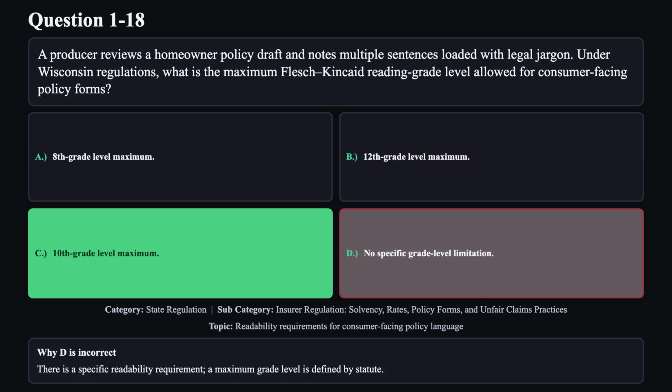Reason D is not correct. There is a specific readability requirement. A maximum grade level is defined by statute.